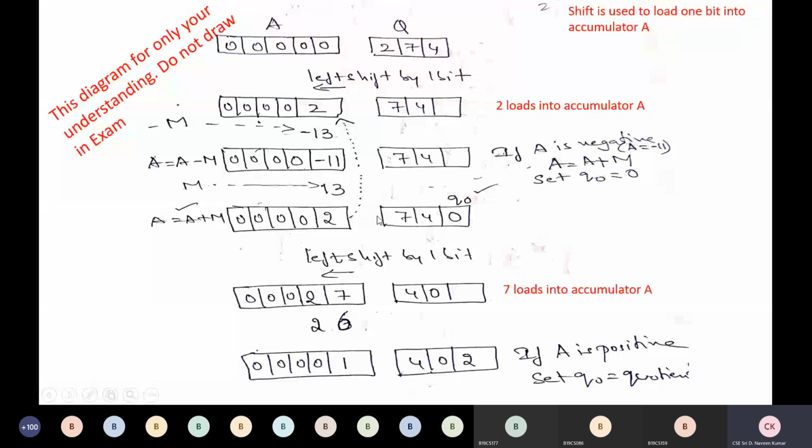Now what should we do? We need 7 also. Trying with 2 alone did not work. So we need to get 7 also here. How do we get 7 into accumulator A? In this accumulator A, we will do a left shift again. When I left shift a bit, 7 comes here. So 2 moves here, 7 comes here, 4 moves here, and so on. You can see 2 moves 1 bit to the left side, 7 gets in here, 4 here, and so on.